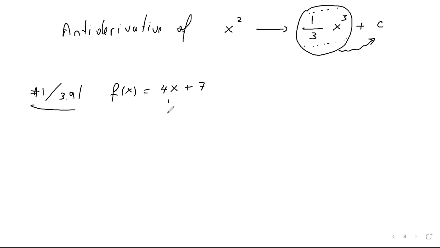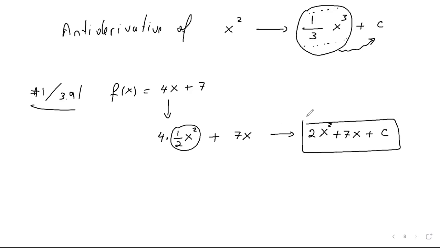Well, so let's see. The antiderivative of 4x will be 4 times 1/2 x squared, because this is the antiderivative of x, plus the antiderivative of 7, which is 7 times the antiderivative of 1, which is x, so this is going to be 7x. Or you can easily see that 7x prime is 7. All right, so the result will be 4 times 1/2 is 2x squared plus 7x plus a constant. And that is my final answer. This is the most general antiderivative for 4x plus 7.